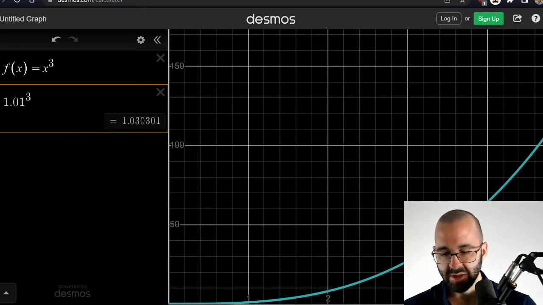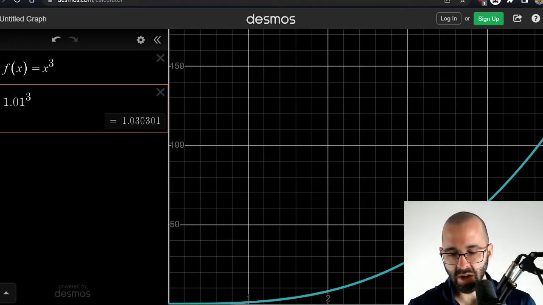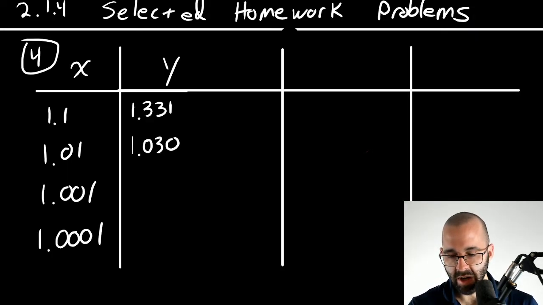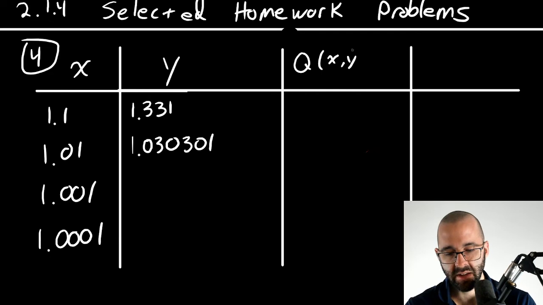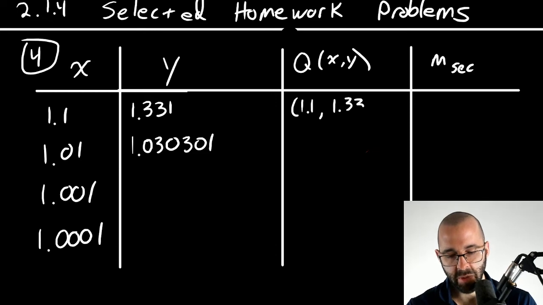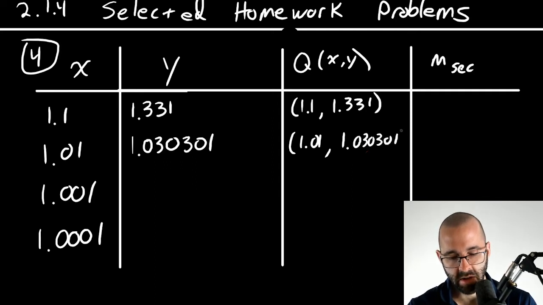Yeah, all right, we have more digits. So this is what it is exactly, 1.030301 for this one. And again, the point Q of x, y, and the slope of the secant line. This is the point 1.1, comma 1.331. This is the point 1.01, comma 1.030301. Then that is 1, 2, 3, 4, 5, 6, 7 significant figures.